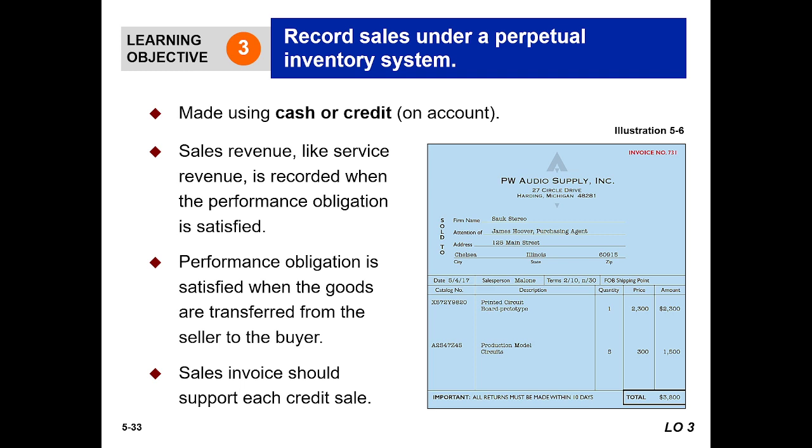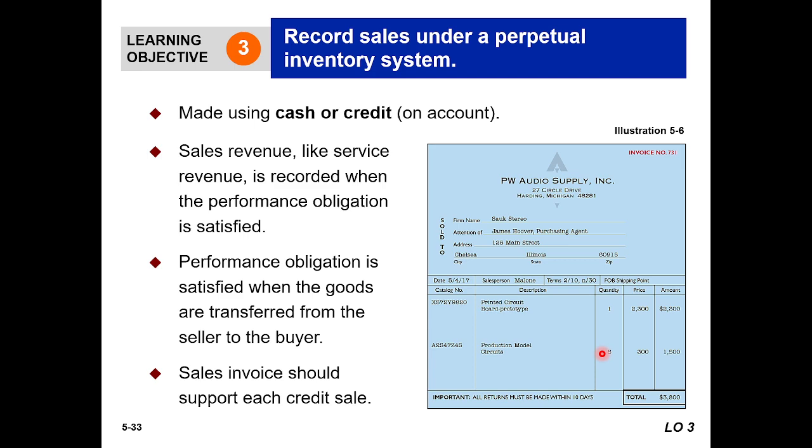Third, the performance obligation is satisfied when the goods are transferred from the seller to the buyer. That means when we send our goods from seller to buyer and the buyer has received them, the performance obligation is satisfied, and the seller is satisfied. Okay, and a sales invoice should support each credit sale. This is our sales invoice number 731. I think everybody is clear.